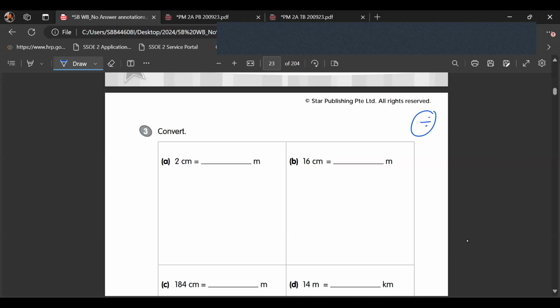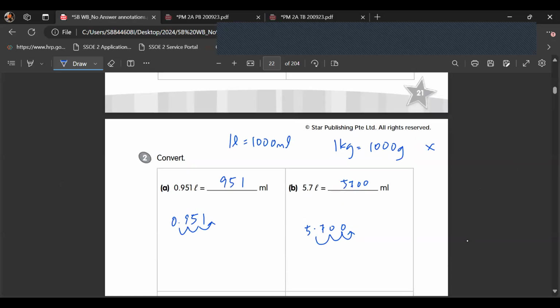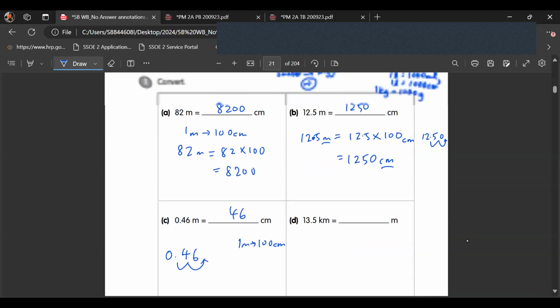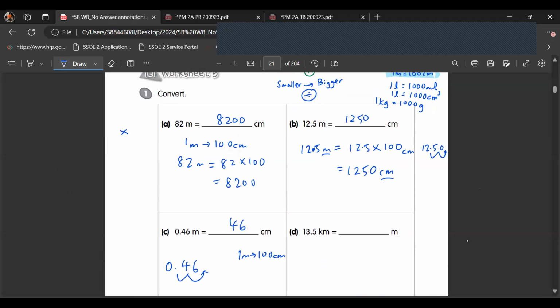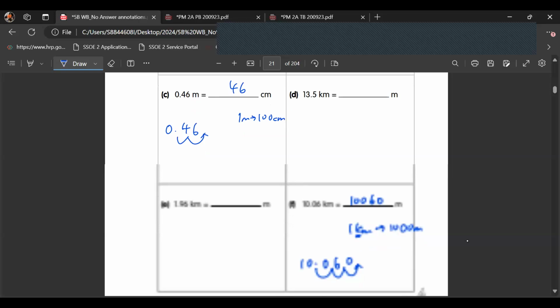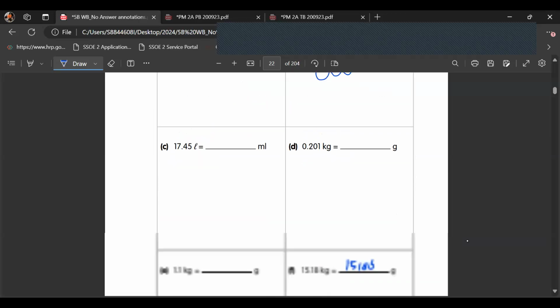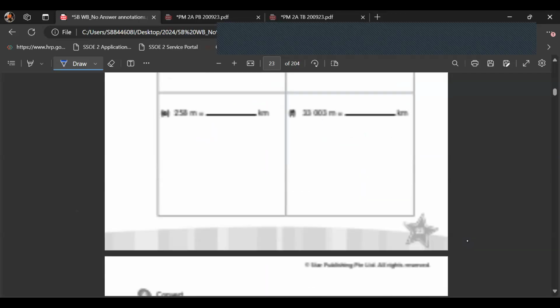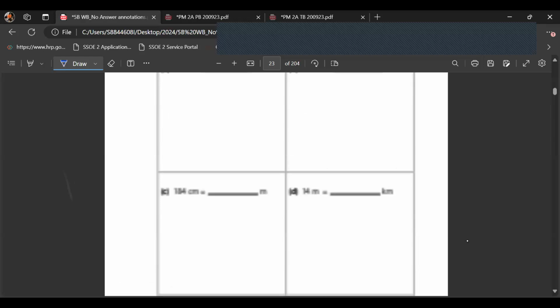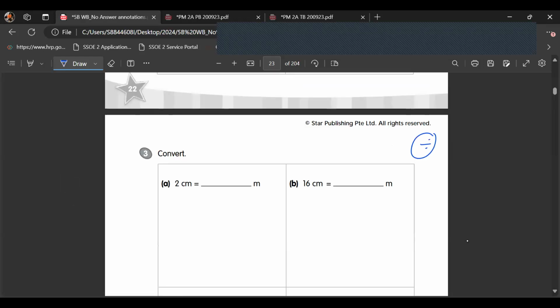So in your worksheets here, it's so nicely presented. Bigger unit to smaller unit times, bigger unit to smaller unit times. This whole page is bigger unit to smaller unit. This whole page is bigger unit to smaller unit. This whole page here is from smaller unit to bigger unit. So friendly, right? Unfortunately, an exam is not like that.